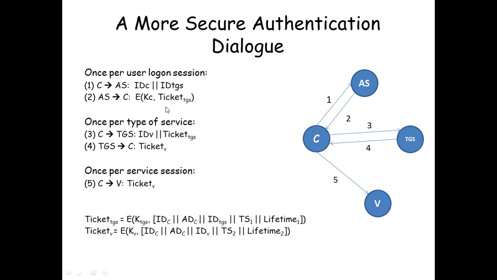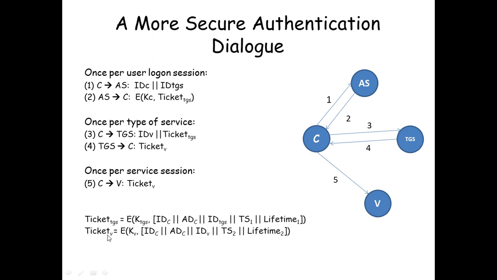So once this is received by the client, it will decrypt it and send to the ticket granting server the identifier of the actual server and the ticket granting server ticket. Once the ticket granting server receives this, it will send another ticket, which is ticket V, the ticket for the server. When the client receives this ticket, it will send it to the actual server. This ticket will have a key KB, which is shared by the ticket granting server and the actual server, and this can only be decrypted by the actual server.